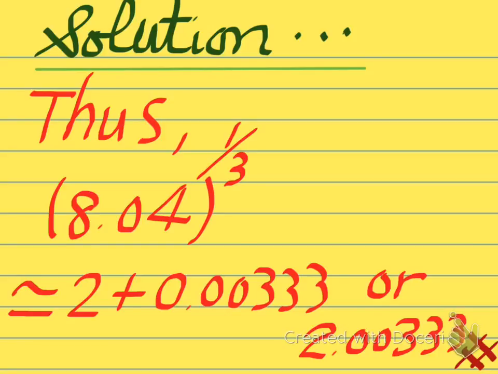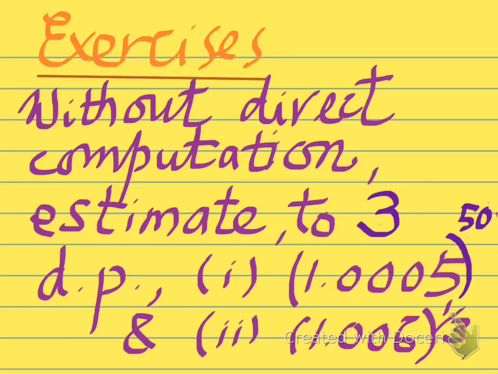Guys, it's now the hands-on time, or exercise time. Without direct computation, estimate to 3 decimal places. Part 1, 1.0005 raised to the power 50, and part 2, 1.006 raised to the power 1/3. And no worry, guys, the answer will be given in the next slide.